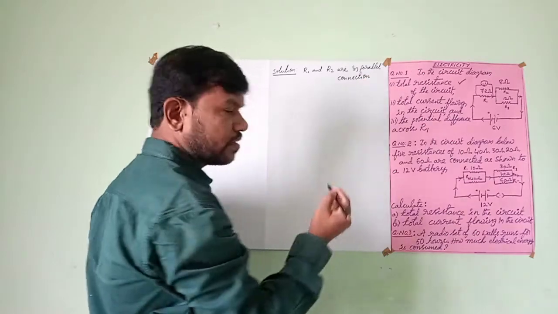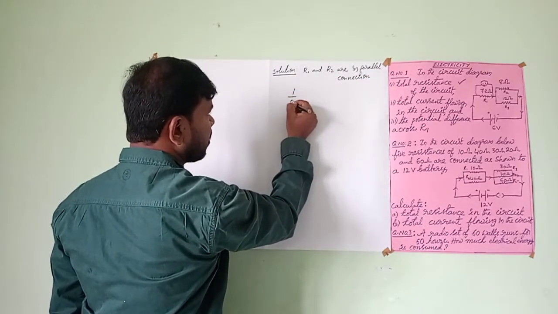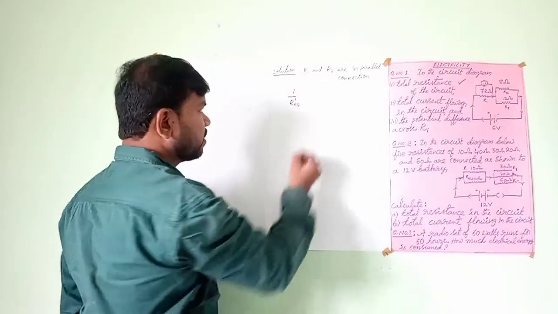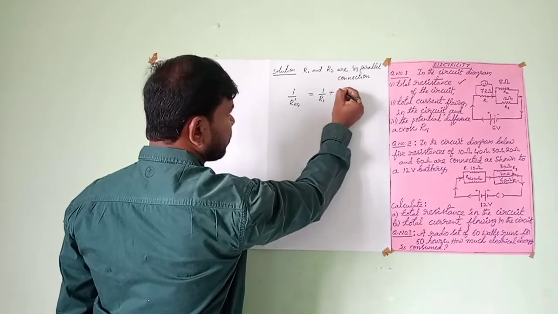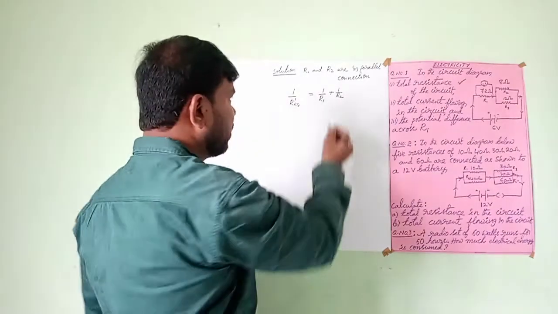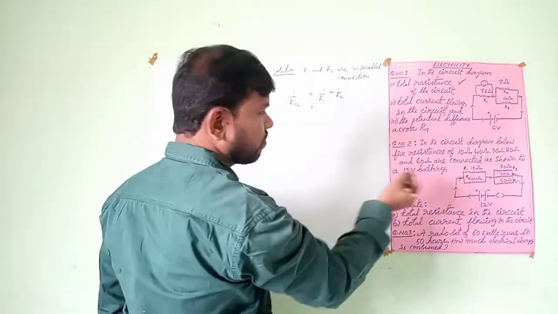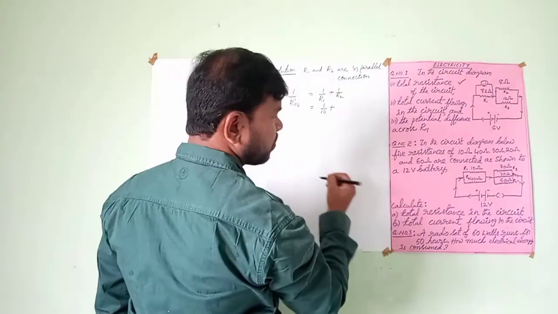Parallel connection, equivalent resistance. 1 by R dash equivalent resistance is equal to 1 by R1 plus 1 by R2. Now I am substituting the values. R1 is equal to 10 ohms, and R2 is equal to 40 ohms.